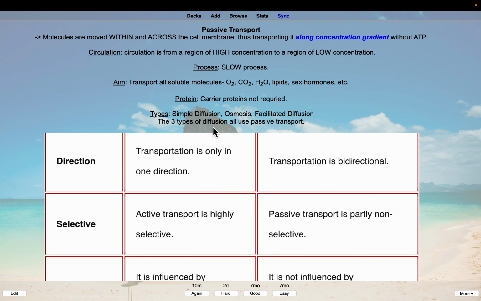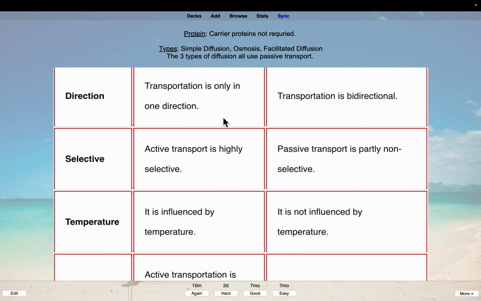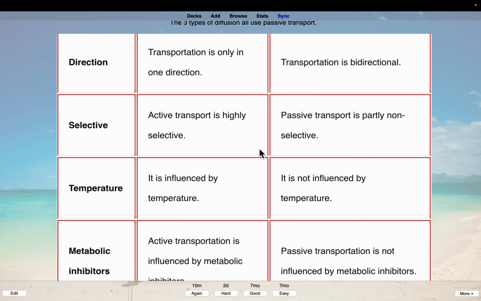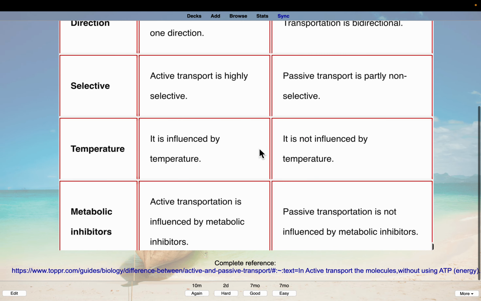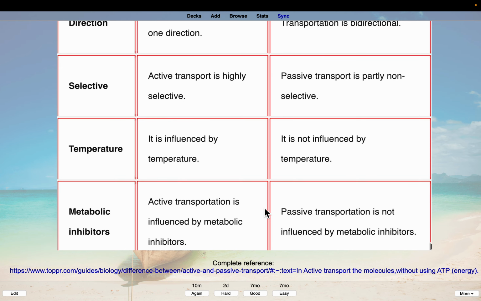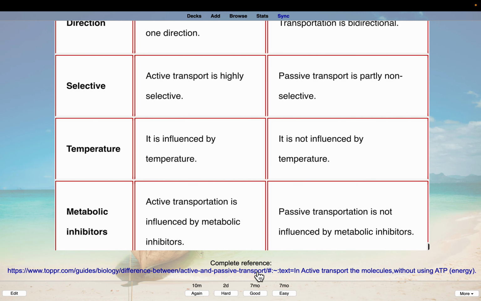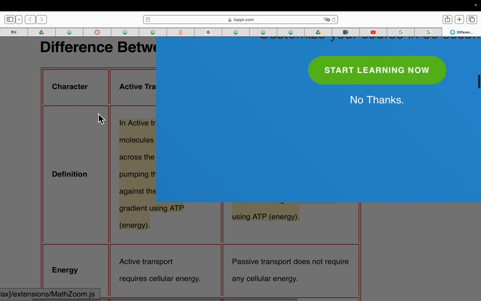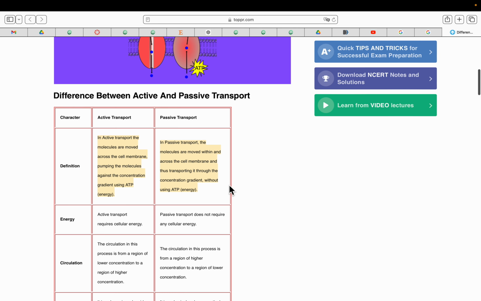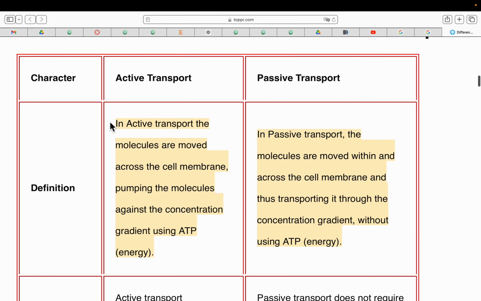Why did I crop this picture like this? I remember. There's a lot more information than just what I cropped, but these are the most relevant ones. Let's check the complete reference. Okay. So, active transport is at the left.